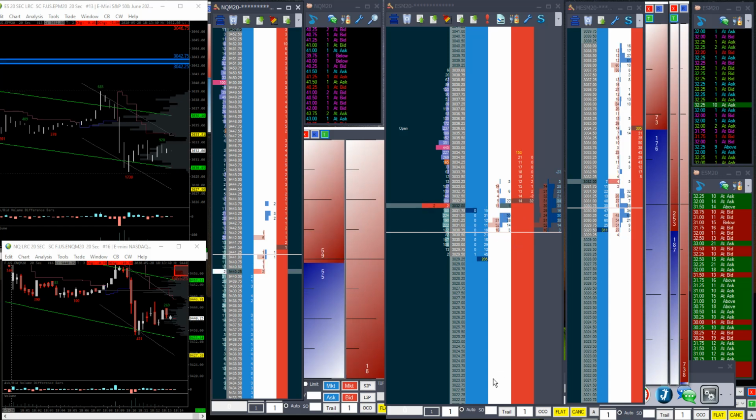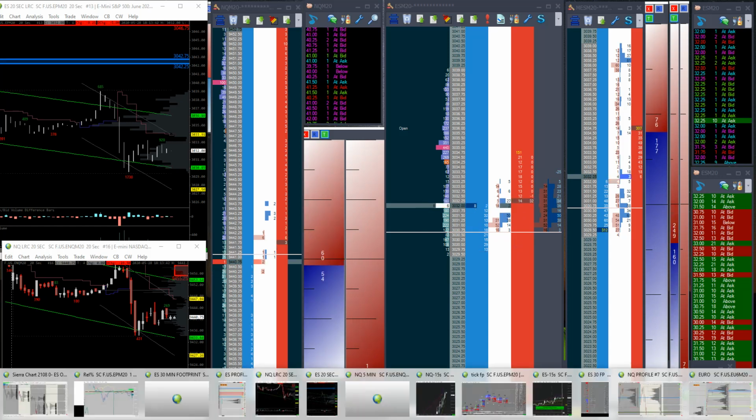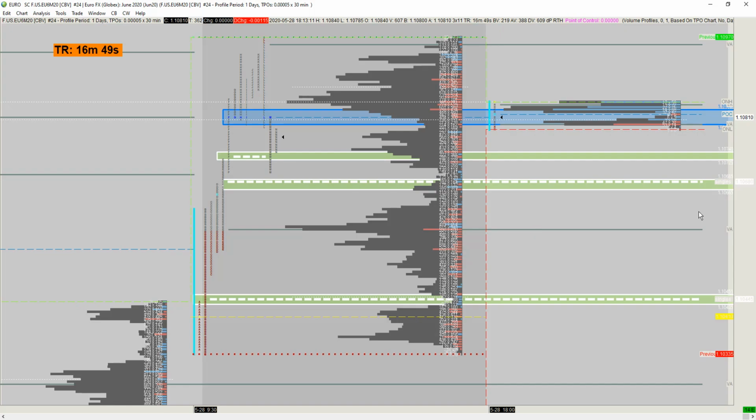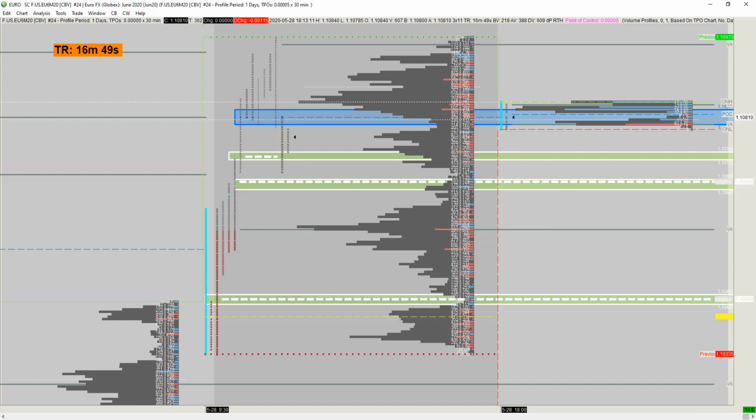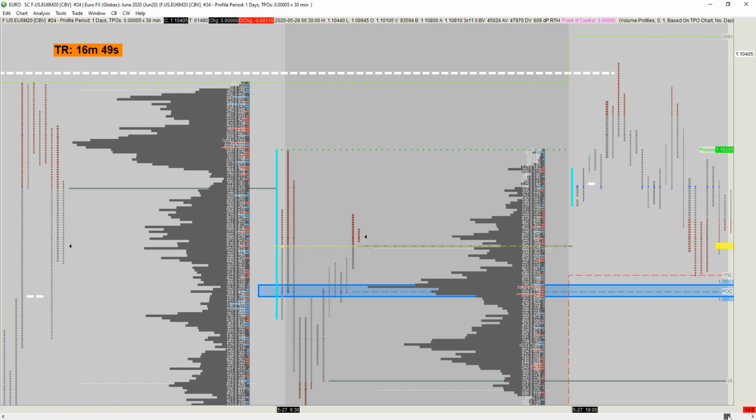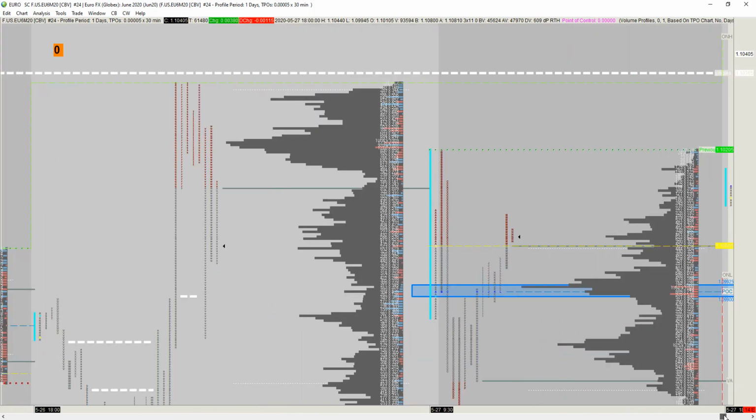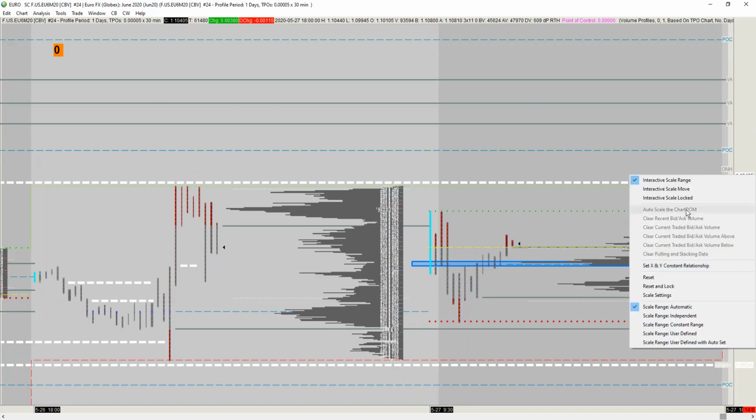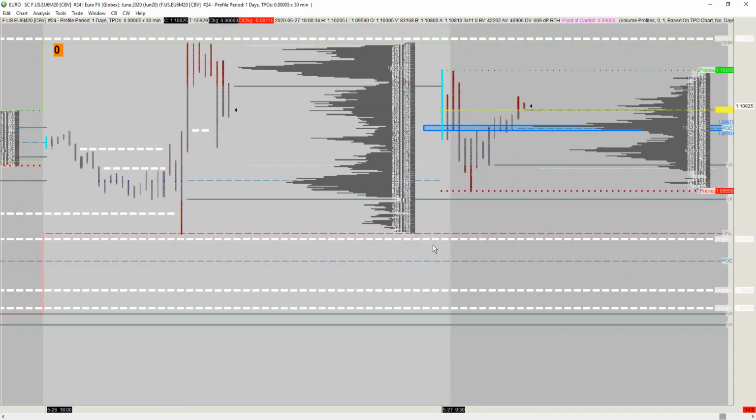What else could we look at? Let's just go back to my euro template. If you want to look at what I look at on a market profile scenario, again, let's just see if we could get some interesting stuff around here.